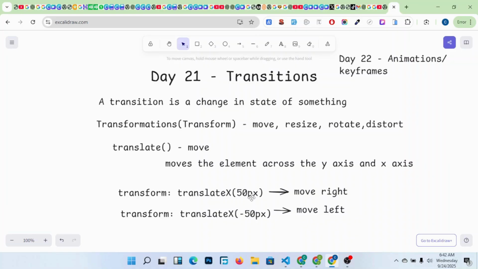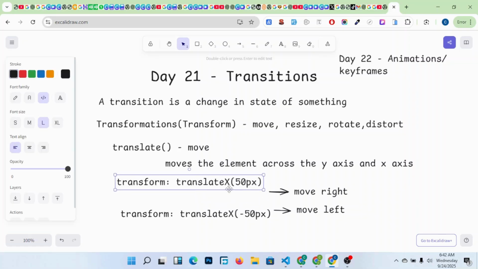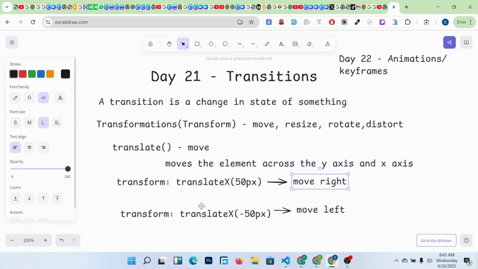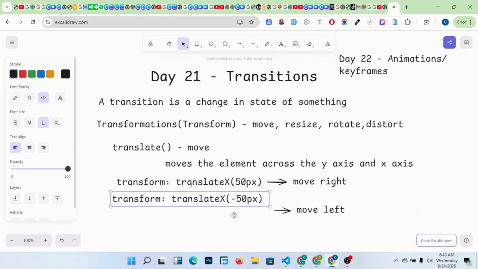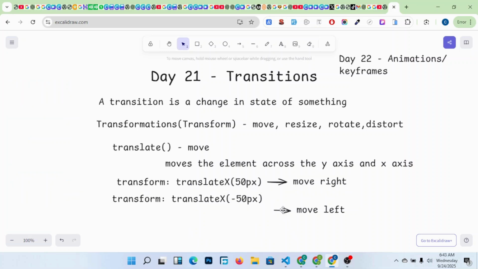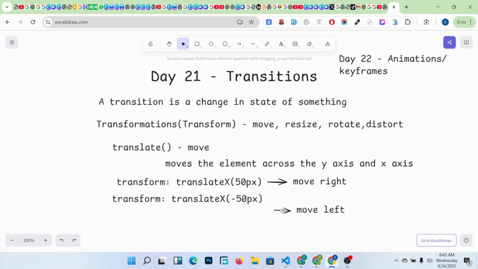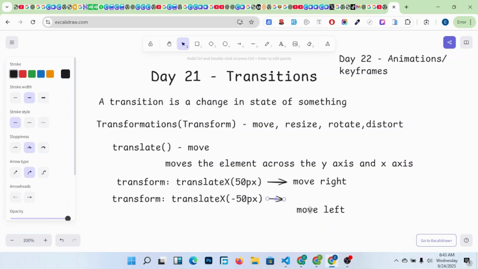It can even be 500 pixels. It can even be 100 pixels depending on what you want. So that is how translate works.